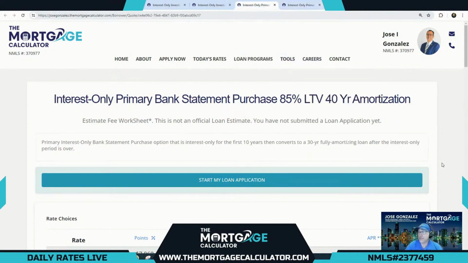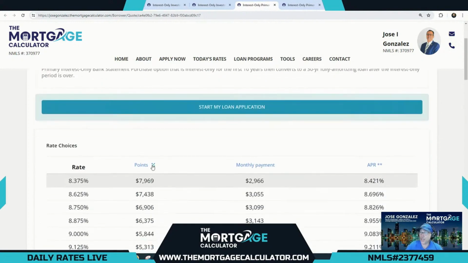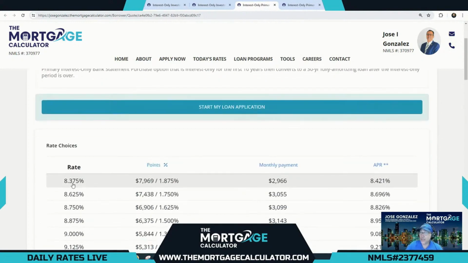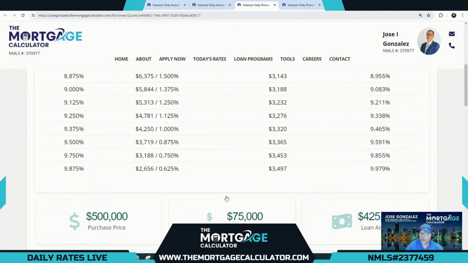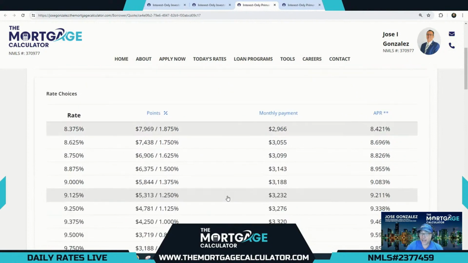And then same scenario now with a 40-year amortization. And you can see right then and there, rate went up. So we are, oops, sorry for that. We are at a little bit of a delay there.